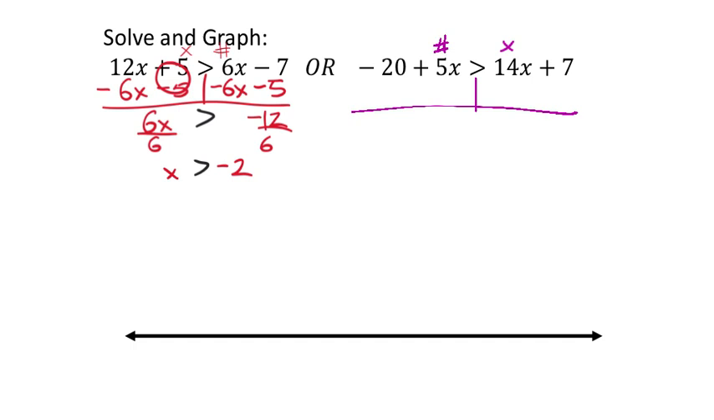Some of you may notice that when you're solving these problems. Some of you may not. It doesn't matter. You will end up with the same inequality either way, and I'll show it both ways. If you kept the x's on the left, you'll get the same answer. It's just shown a little bit different, okay?